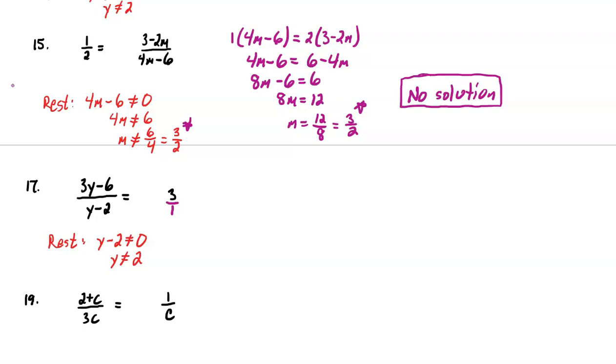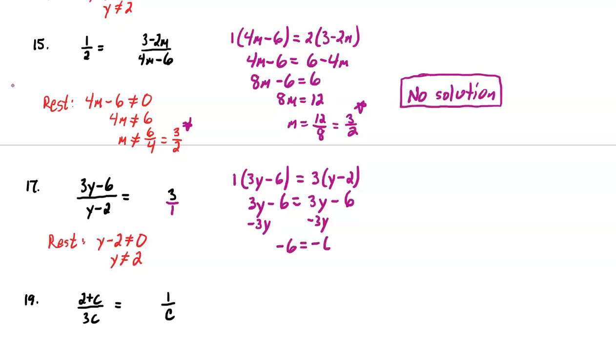I like that better than the LCD method. So 1 times 3y minus 6 is equal to 3 times y minus 2. This is 3y minus 6 equals 3y minus 6. Now, as I'm writing and as I'm speaking, I can't help but notice the left side is equal to the right side. Maybe you don't notice that yet, but when you start to work on it, eventually you will notice it. We end up getting negative 6 is equal to negative 6.